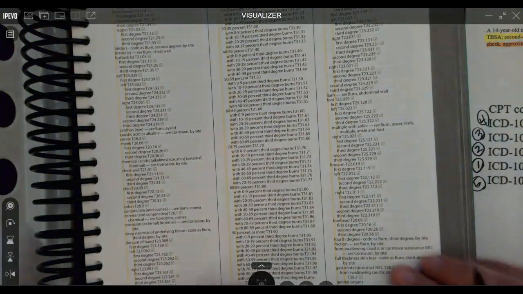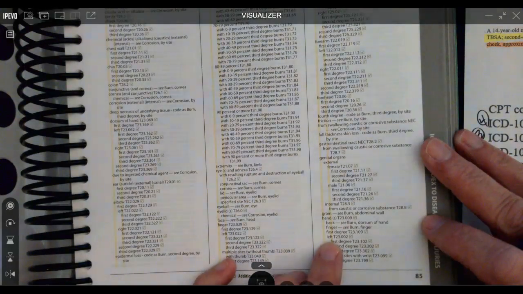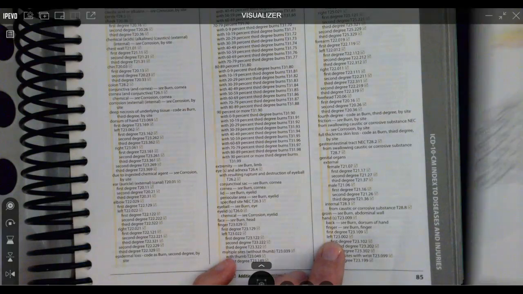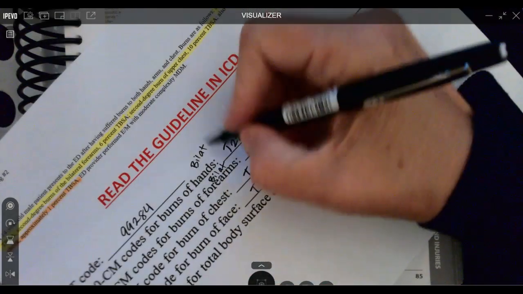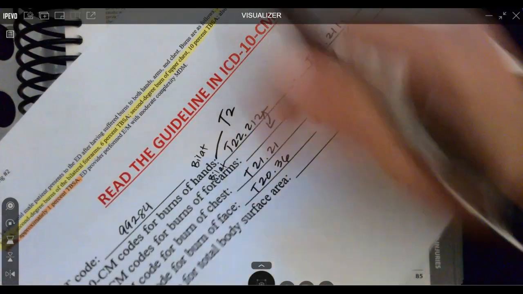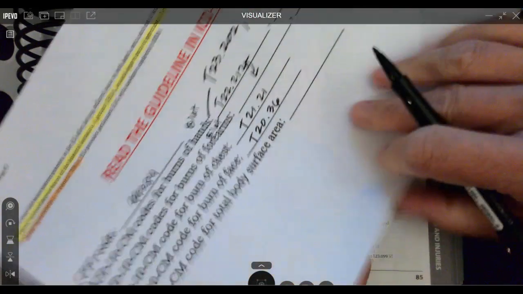All right, let's go to hands. Here we go to hands, down here, hands. Let's see, 2 for those also. So the left 2nd degree is T23.202, so I'm going to go up here, T23.202, and then the right hand.